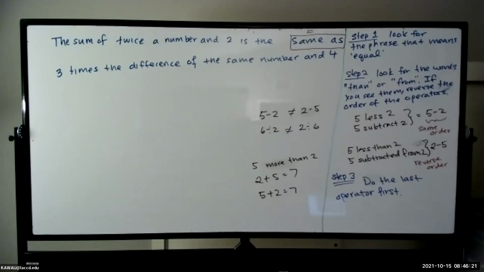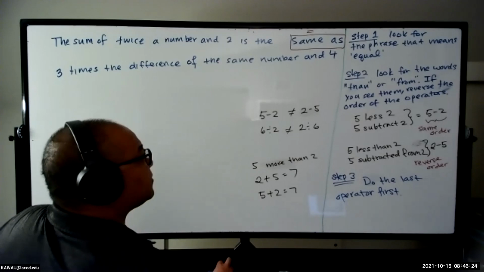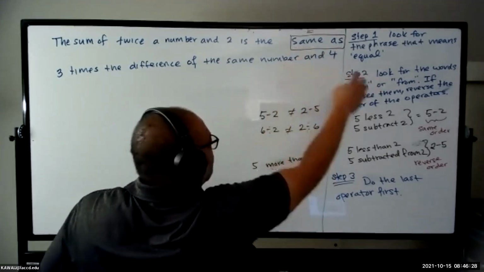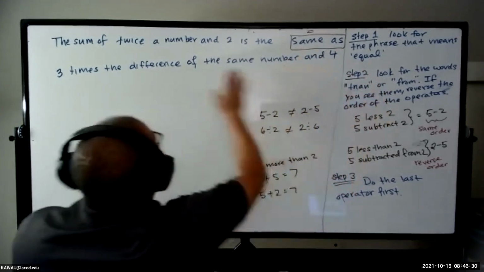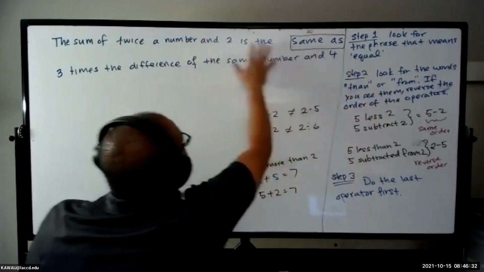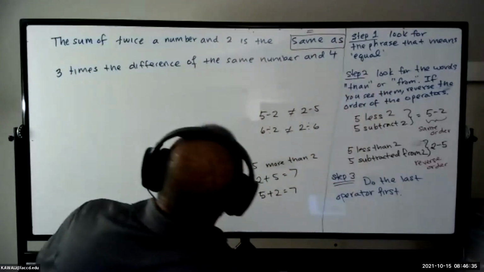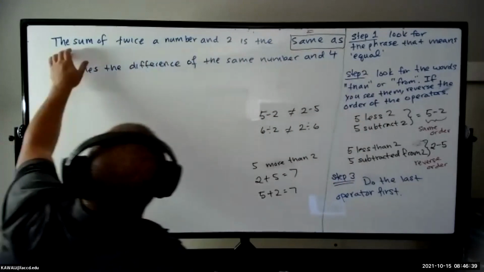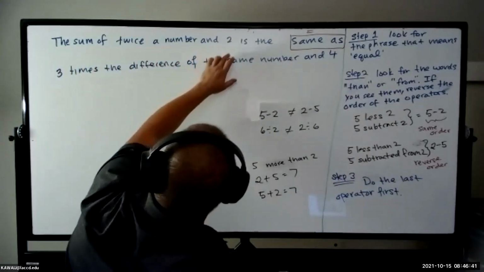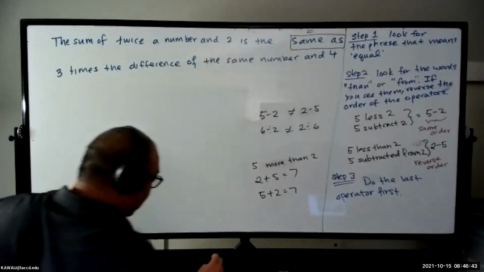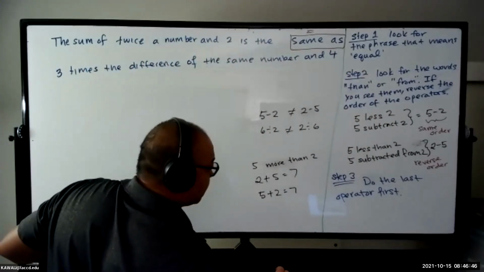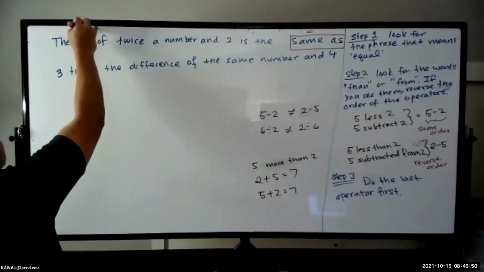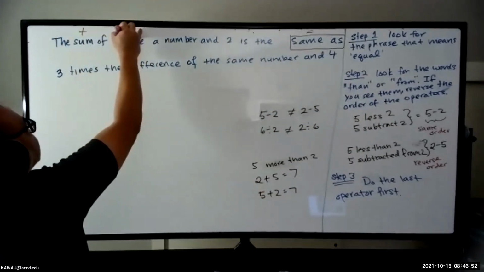Okay. Now, let's go through our steps. Look for the phrase that means equal. We got that. Look for the words than or from. They are not here. Now, when I look at this, just this first half, the sum of twice a number and 2, there are 2 operations going on here. Sum means plus, and twice means times 2.